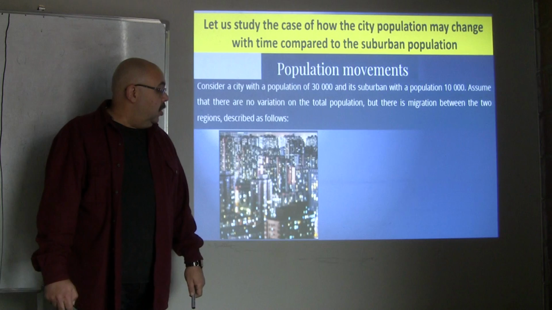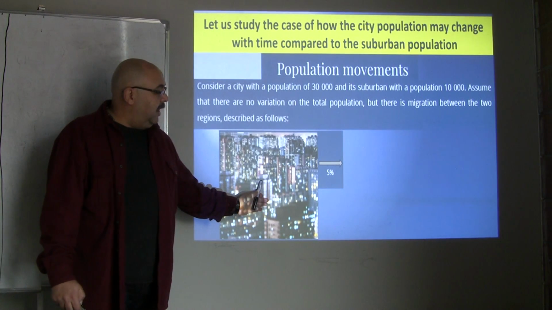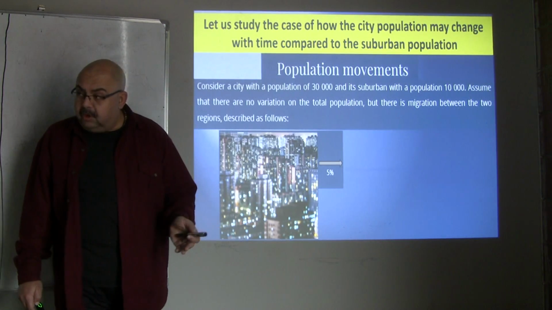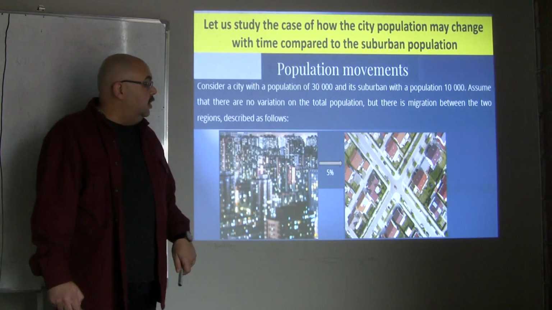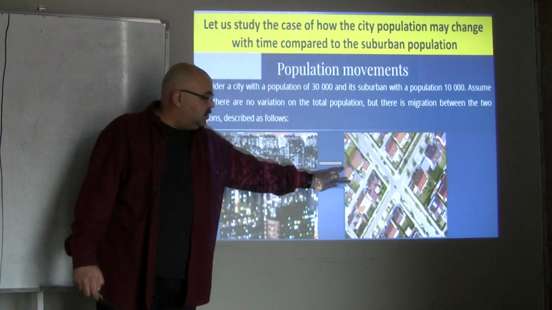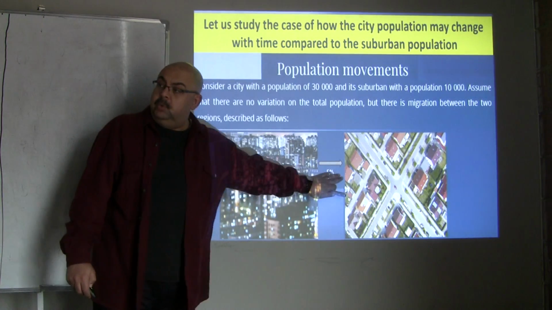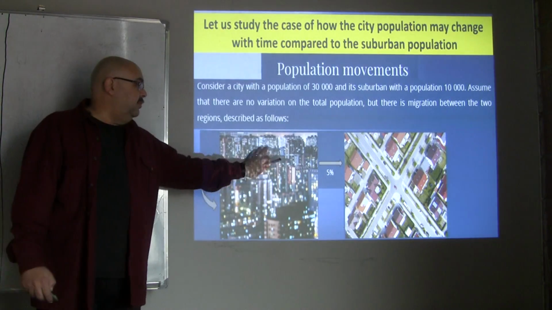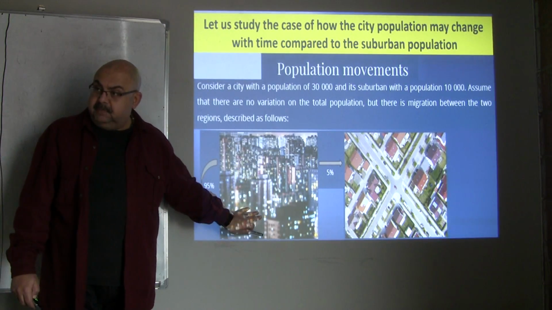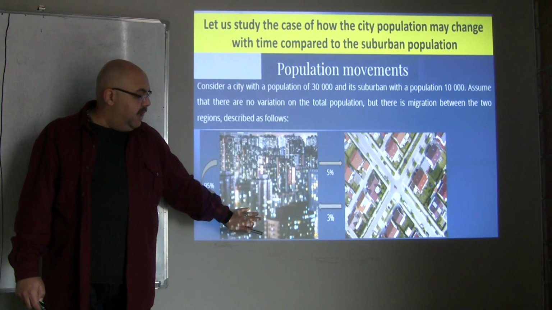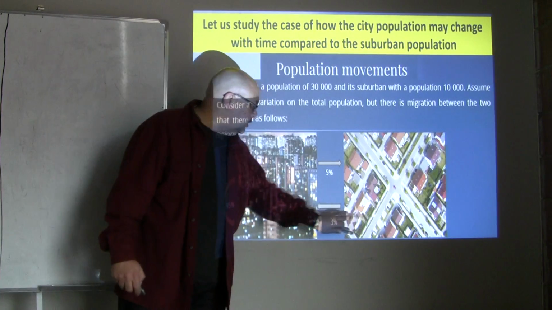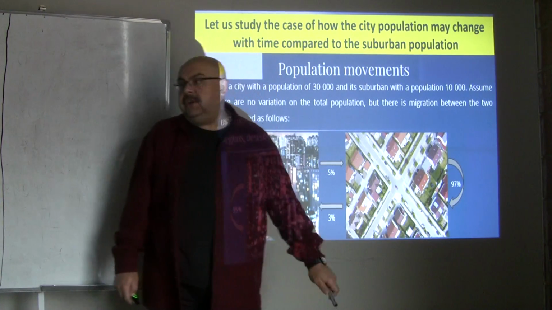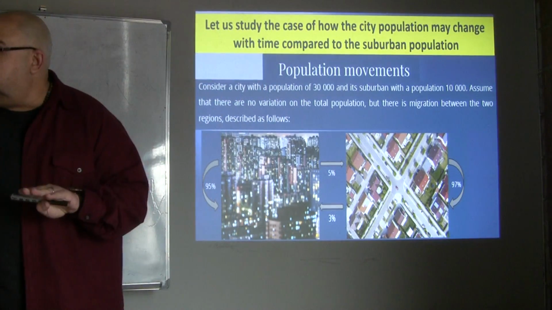If this is the city, we will have a movement from the city to the suburbs of 5% of the population. So just 5% of the population from the city will move to the suburbs, and 95% will stay inside the city. And vice versa, we will also have certain movement from suburbs into the city, and 97% of the suburban population will remain in the same region.